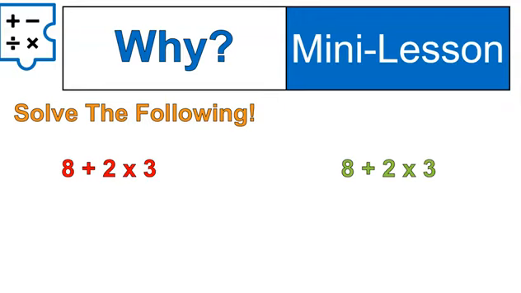If I were to ask you to solve this question, 8 plus 2 times 3, it could be solved in two different ways. One, you could just go left to right, like this: 8 plus 2 is 10 and 10 times 3 is 30. Or you could start by multiplying, 2 times 3 is 6, and then add them together. Notice in both cases you get a different answer. That's why we need the order of operations.